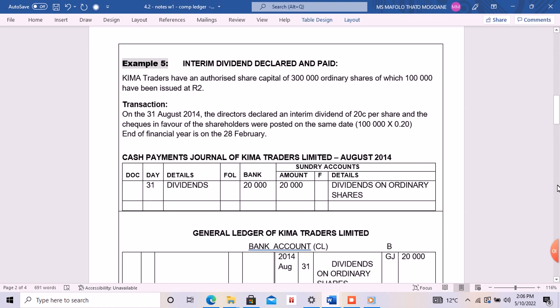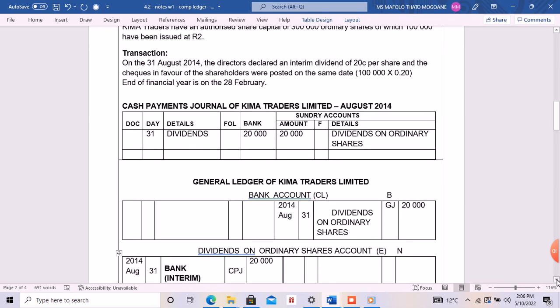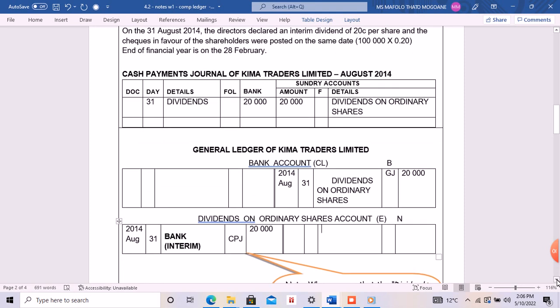Then under the bank account, we record the money on the credit side because the money goes out of the bank account to the shareholders. So we are crediting the bank, while under the dividends on ordinary shares, we are debiting the dividends, which we can call interim dividends. So this is how we record the transactions under the interim dividends.